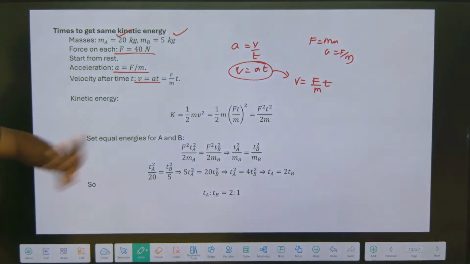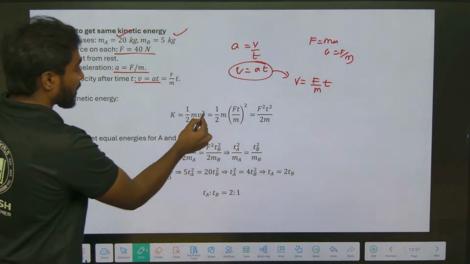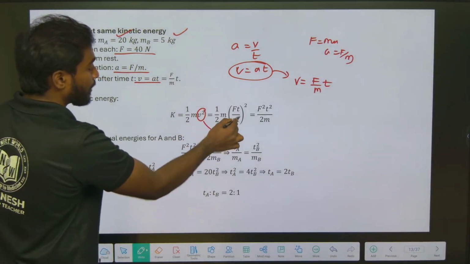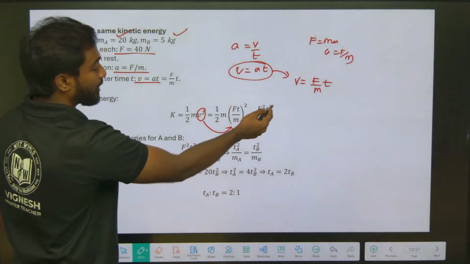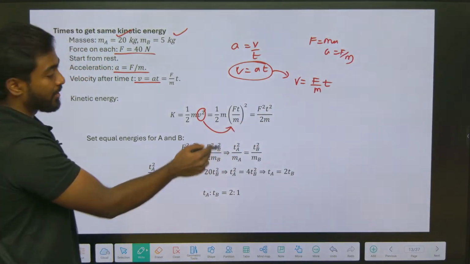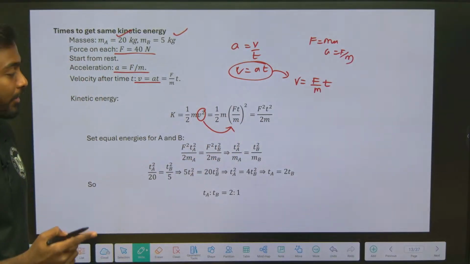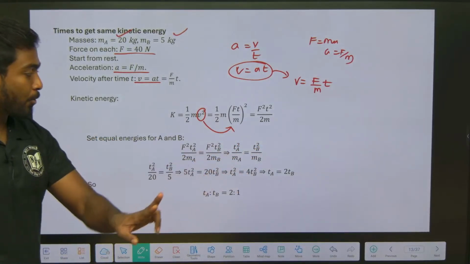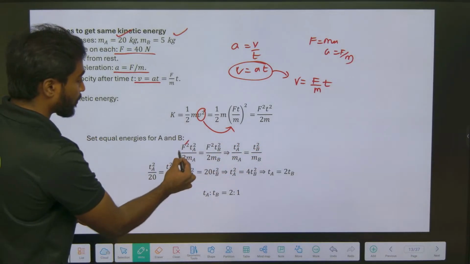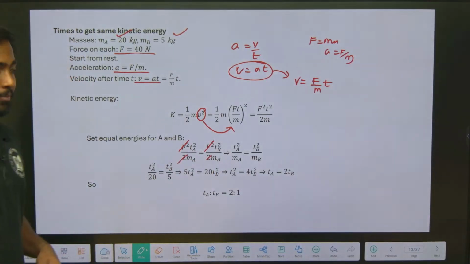So kinetic energy is half m v square. Instead of v square, we substitute F T by m, the whole square. So F square T square by m square will come. One m square and m will get cancelled, into 2. So F square T square by 2m. The force is equal on both, so I can cancel this force and this force out, and the 2s get cancelled.